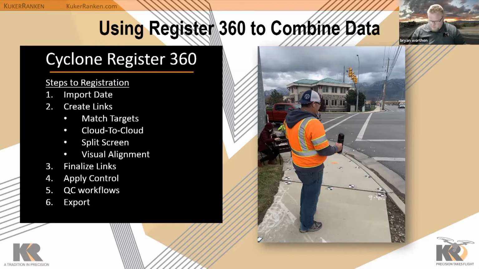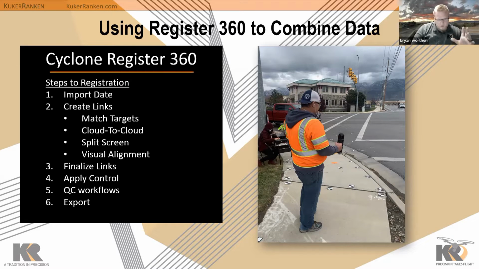I just want to make one point that I meant to make in the beginning. At this point, the algorithm for cloud-to-cloud registration is more powerful in Register 360 than Cyclone Core. Cyclone Core has a lot of other great features, but for those of you users out there on the latest version, just let it be known, Cyclone Register 360 now has a more powerful algorithm for cloud-to-cloud. So anyway, back to it.